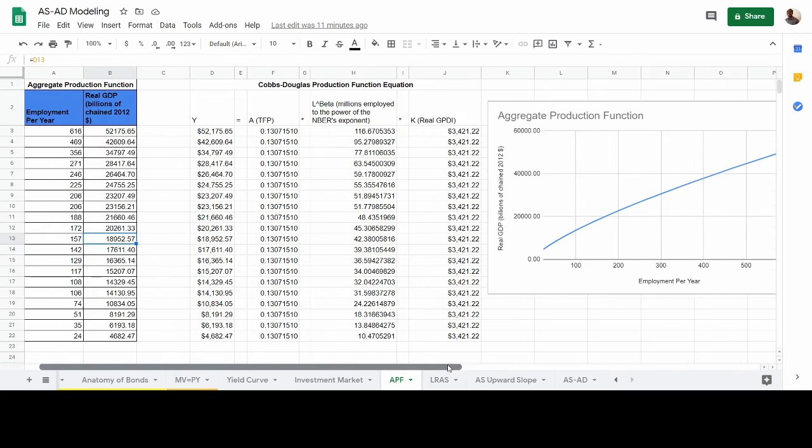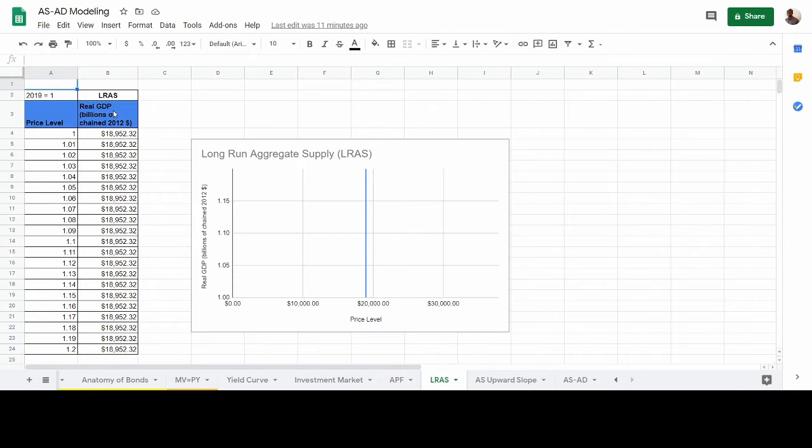So with that 157 million, now we have a takeaway that the output for the economy should be $18.9 trillion. And that goes into informing our long-run aggregate supply curve. So now you can see the long-run aggregate supply curve, no matter what the price level is, at $18.9 trillion. And of course, the long-run aggregate supply curve is the trend for where we expect the economy to perform. It's based on potential output.